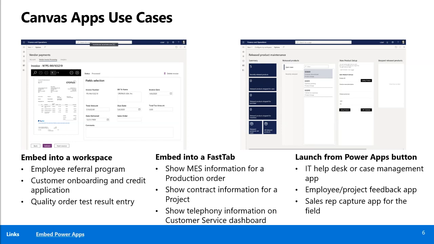Again, this is most typically going to be useful when it's specific to a particular record or a particular page in the system. A few examples of how you might do this are through an IT help desk or case management app, or maybe you want to launch a separate employee or project feedback app. Another example is an app that a sales rep can use to capture information while they're out in the field.